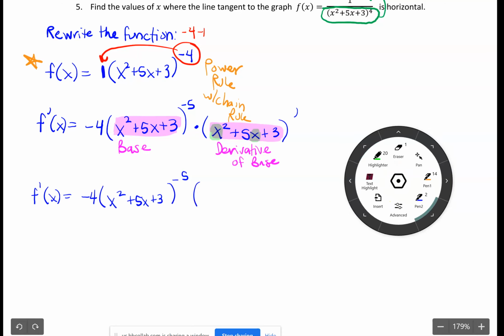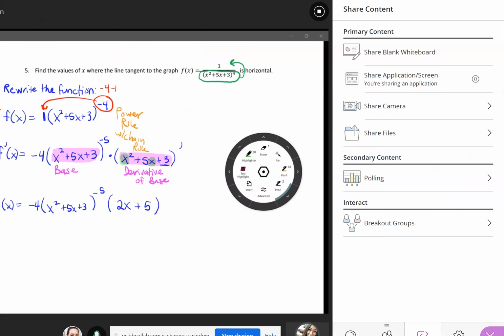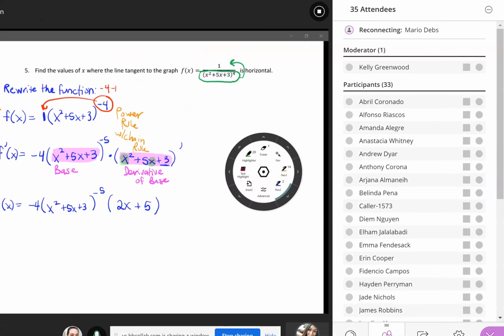So this is just x squared. The derivative of x squared is just 2x. Then I have 5x. The derivative of 5x is just 5. And then I have a constant 3, and the derivative of a constant is 0, so I don't need to write it. And since my derivative is a binomial, I'm going to group it in parentheses. So that's my derivative. I don't have to do anything else. That's it. So let me pause there. Show me a status. How are you feeling with that derivative I just found?